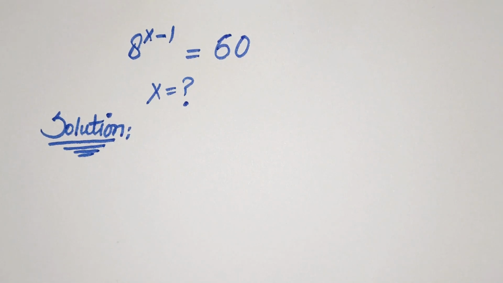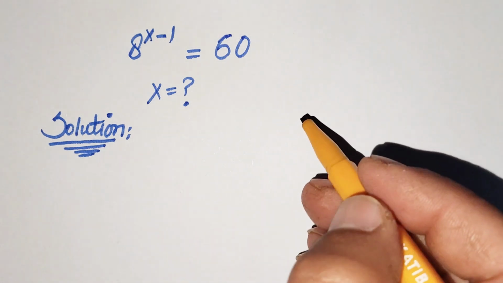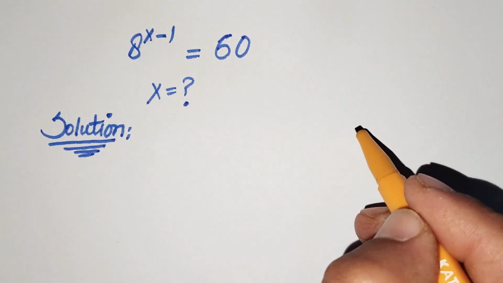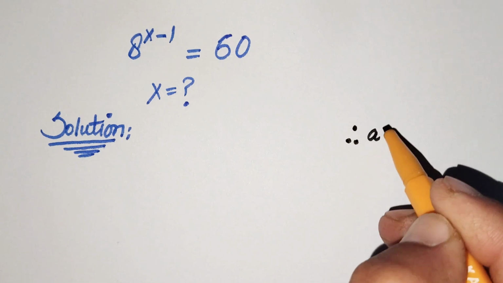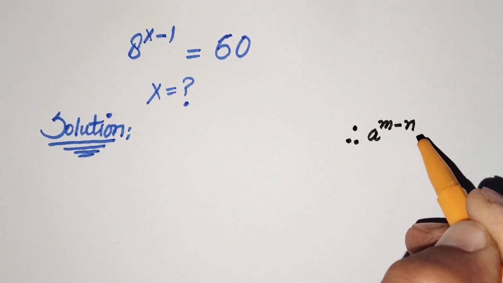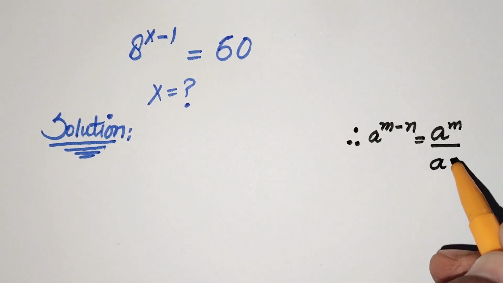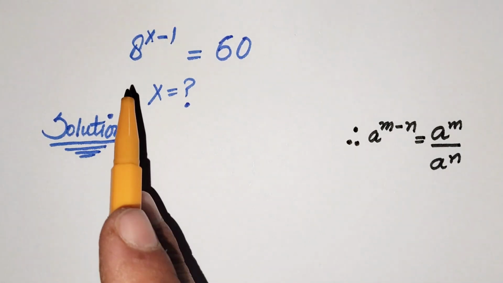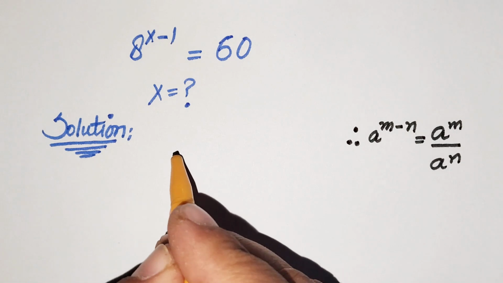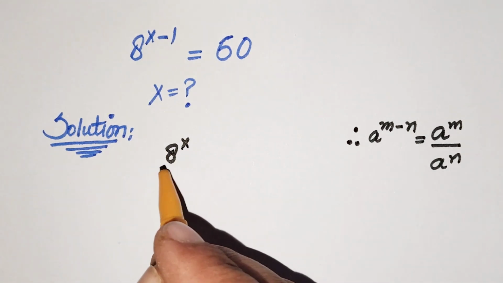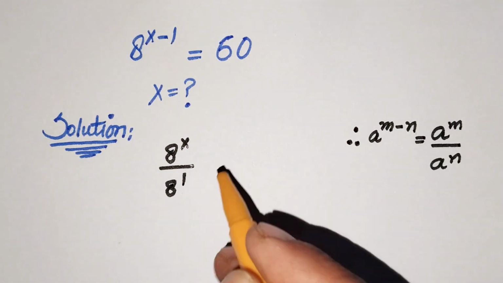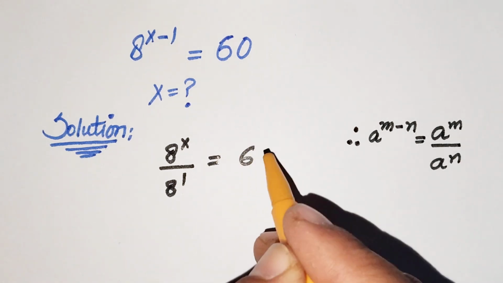So today we have a nice exponential question: 8 raised to power x minus 1 is equal to 60. So we have to find the value of x here. Now by the exponential identity, we know that if we have a raised to power m minus n, then we can write it as a raised to power m over a raised to power n. So here our left hand side can be written as 8 raised to power x over 8 raised to power 1, which is equal to 60.